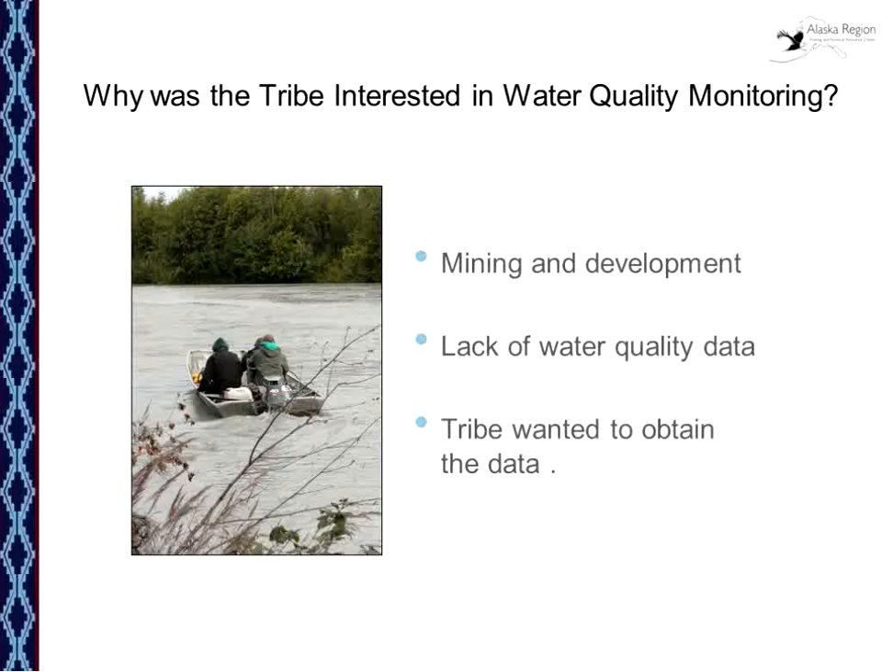There was a limited amount of water quality data available because there had been little previous research done in the past. The tribe wanted a systematic plan to collect the baseline data. The data will give us a snapshot of the river and can be compared to data that is collected in the future if mining and development come in.